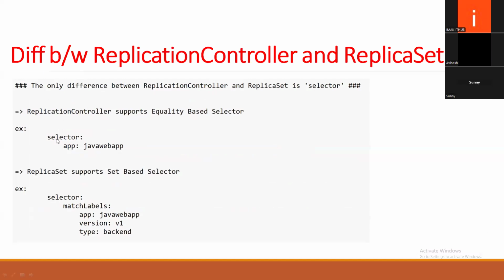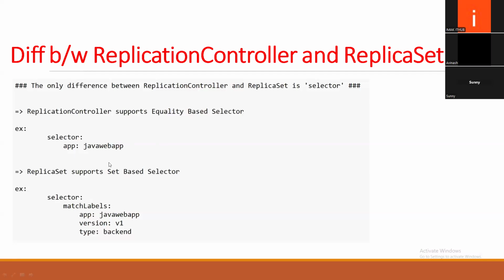The replication controller supports an equality selector. The replica set supports set based. Equality means only one; set based means we can set multiple values. We can select our match labels, and set the match labels for app, version, and type. For example, you can understand that this is the backend application, this is the front end application, the version is v1, and the name of the pod is Java web app. That is the set based selector; the other is the equality based selector.